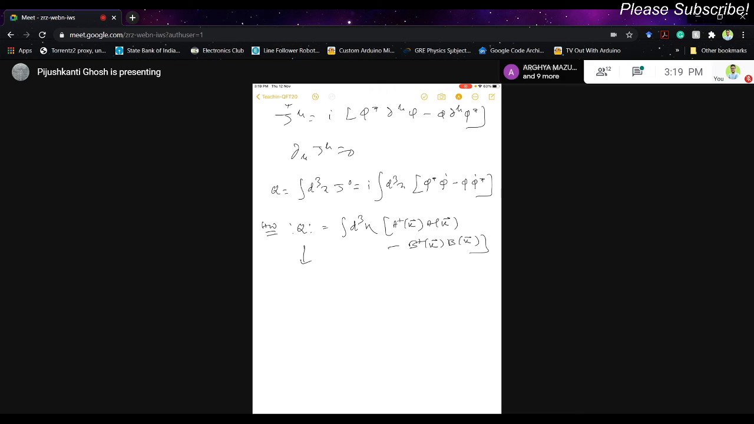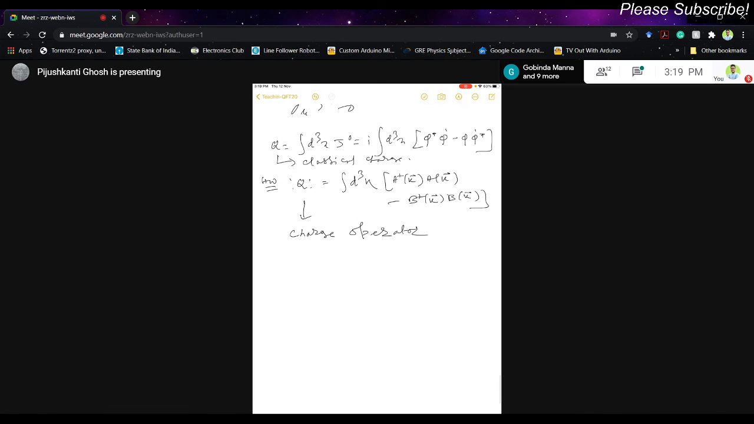This is my charge operator. This is the classical charge. Okay, this is the charge operator. So acting on some state, it will give me the eigenvalue of that state and tell me what is the charge of that particular state. Say for example, now again I am not using this normal ordered form.